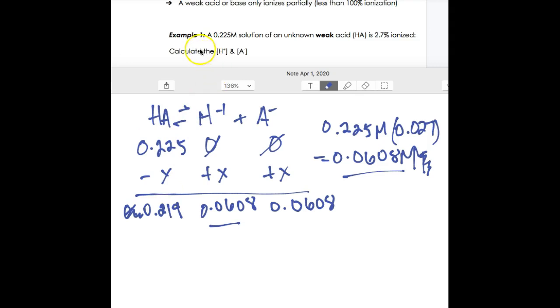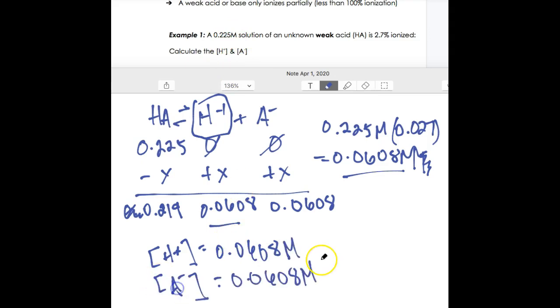So, for example, here it says calculate the H plus and A minus concentration. It's right here. The H plus concentration is right here. So it's 0.0608. And it's going to be the same for A minus. Okay, so that answers that part.